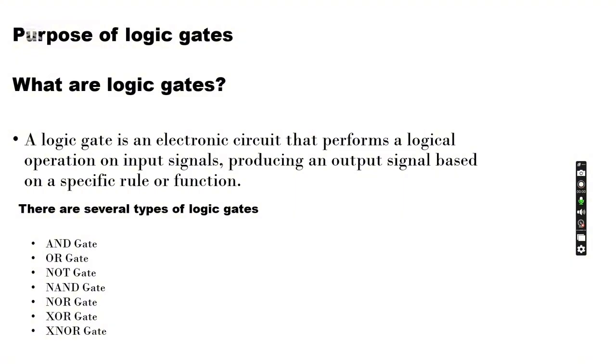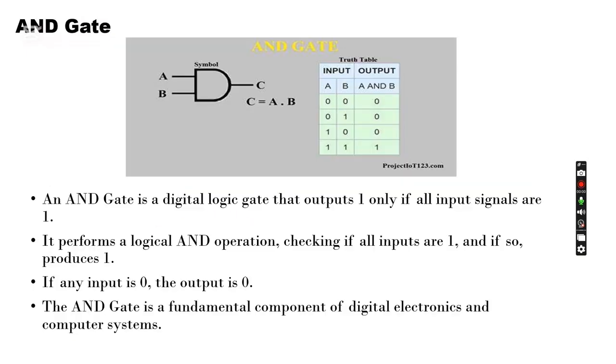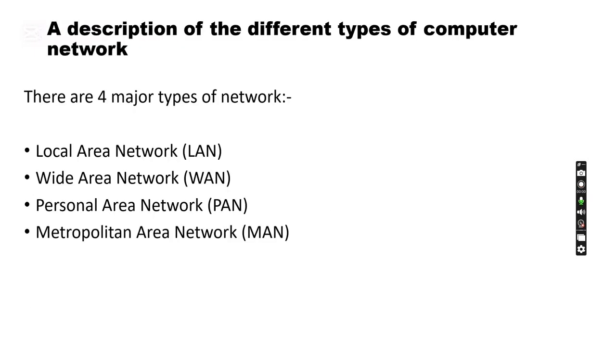Purpose of logic gates. What are logic gates? A logic gate is an electronic circuit that performs a logical operation on input signals, producing an output signal based on a specific rule or function. There are several types of logic gates. You can see here: AND gate, OR gate, NOT gate, NAND gate, NOR gate, XOR gate and XNOR gate. AND gate. An AND gate is a digital logic gate that outputs 1 only if all input signals are 1.